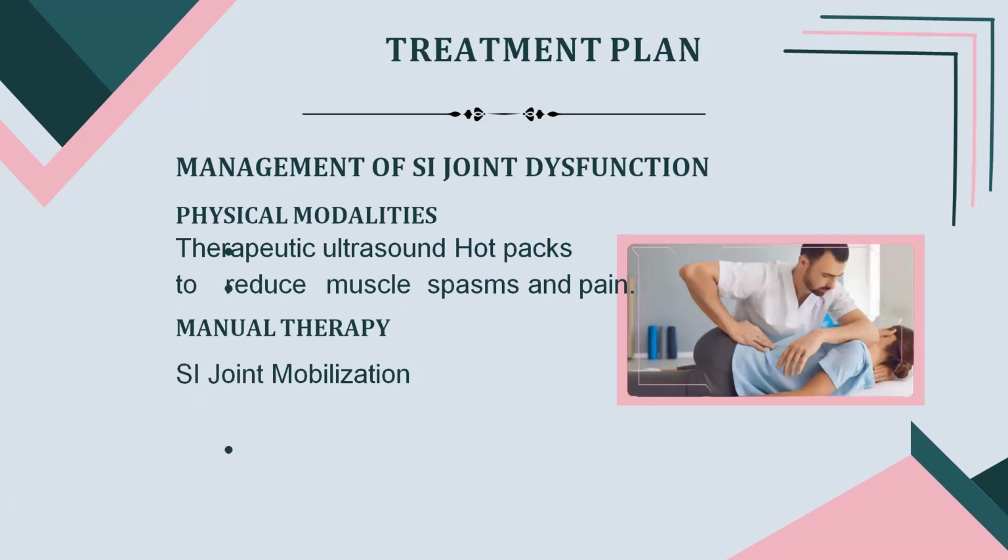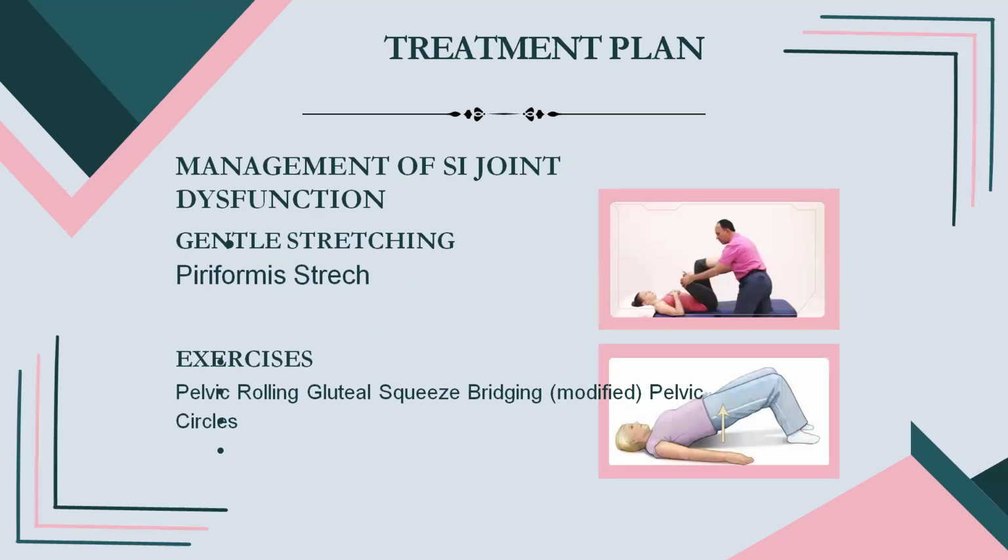How can we manage the SI joint dysfunction? Physical modalities include therapeutic ultrasound and hot packs to reduce muscle spasm and pain. Manual therapy includes SI joint mobilization. Gentle stretching includes piriformis stretch. Exercises include pelvic rolling, gluteal squeeze, bridging, modified pelvic circles.